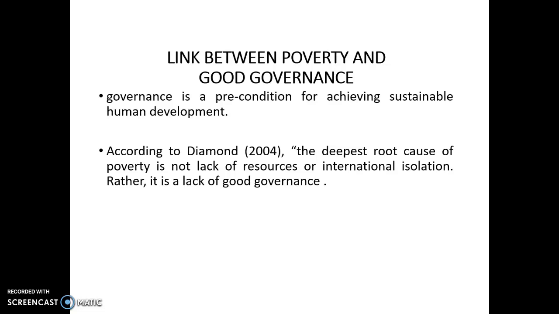Link between poverty and good governance. Governance is a precondition for achieving sustainable human development. According to Diamond 2004, the deepest root cause of poverty is not lack of resources or international isolation, rather it is a lack of good governance. Due to lack of good governance, developing countries face extreme poverty.